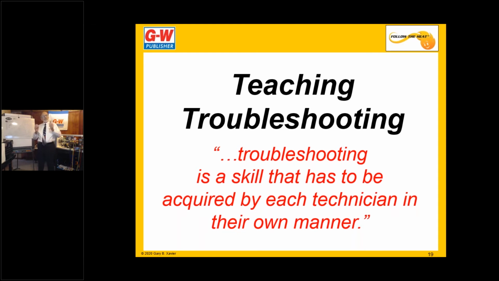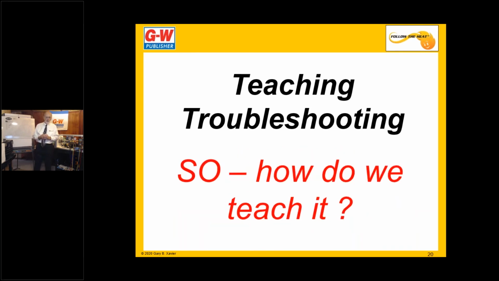But if we can show our students and show ourselves, number one, how to observe. Number two, how to think logically through the problem. Number three, how to establish a pattern. Number four, don't be afraid to accept help. And number five, just keep practicing. That's how we learn to troubleshoot. We teach it that way. So let's take a closer look at my 5 steps.